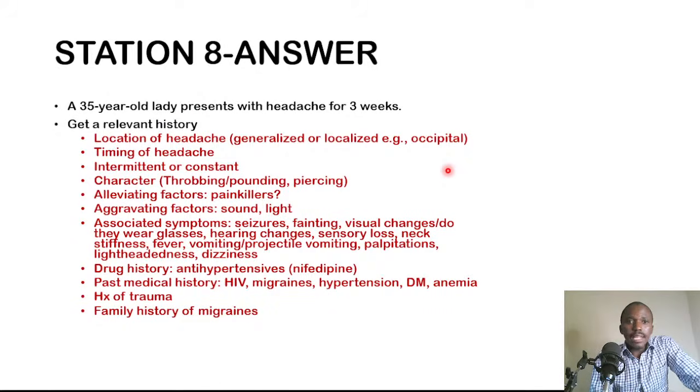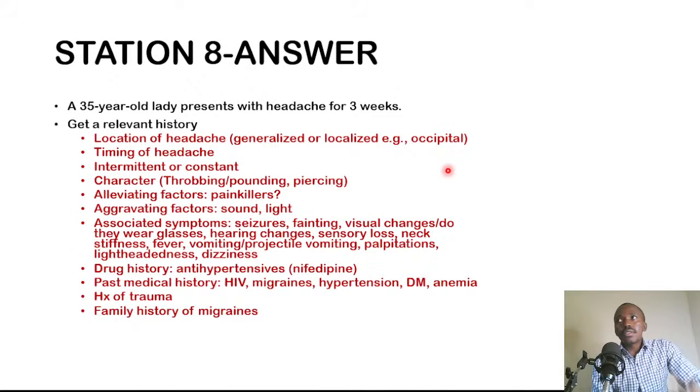The timing of the headache, if it's intermittent or constant, the character, if it's throbbing, pounding, piercing. Is it alleviated with any painkillers? Is it associated with any aggravating factors like light, like sound? Because these are factors that are going to point us towards migraines. Remember that there are different types of headaches that exist out there. And what are the associated symptoms?